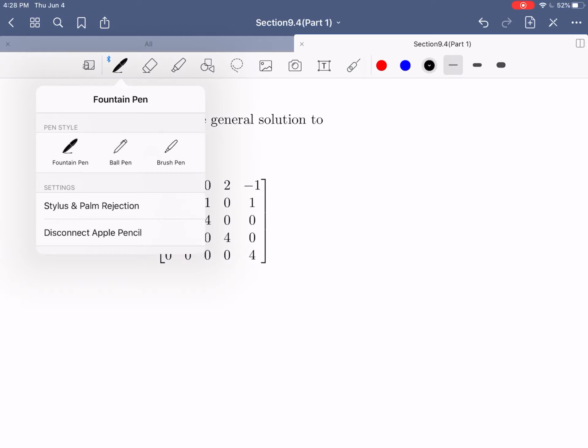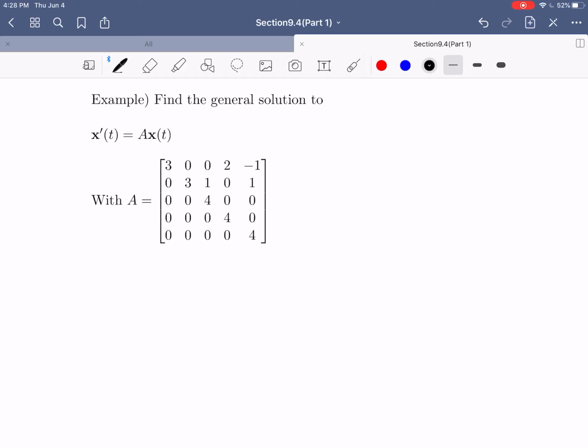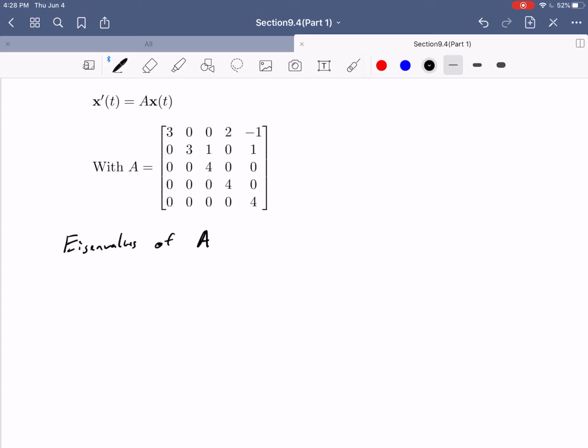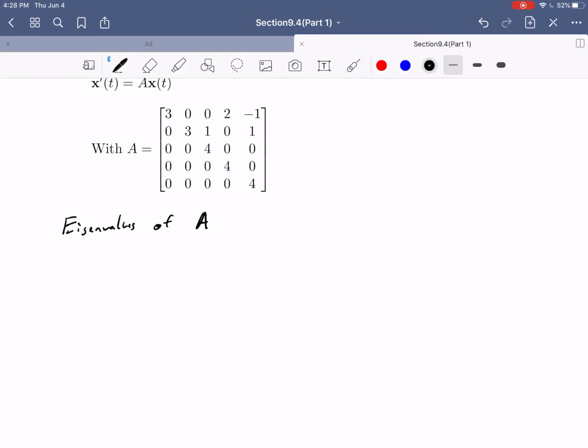So we can jump right in and go ahead and get our eigenvalues of A. Hopefully at this point we've done several of these, so you might be able to already spot what the eigenvalues are going to be, especially since this is upper triangular, but we'll go ahead and write it out.